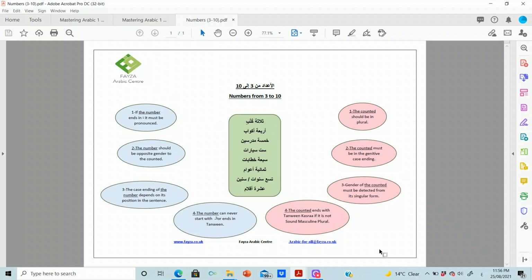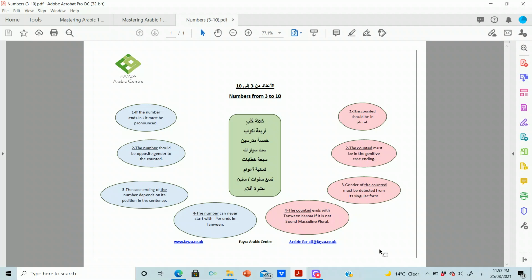Okay, last rule here for the second word. It is number 4 in the pink circle. The counted ends with tanween kasra if it's not sound masculine plural. So we would say ثلاثة كتبٍ, أربعة أكوابٍ, and so on. But you can never add tanween to the sound masculine plural, مدرسين for example. Okay, that's the main things about numbers from 3 to 10.